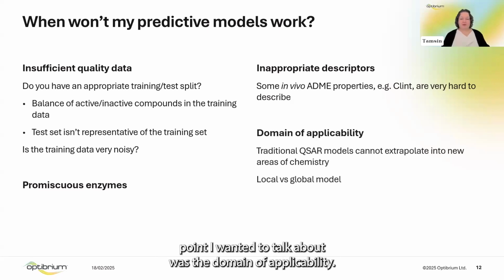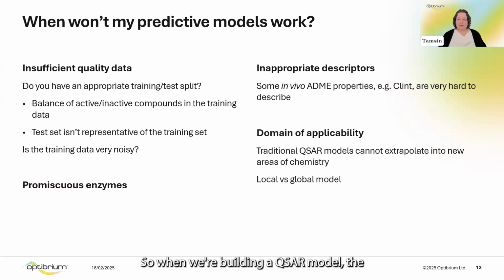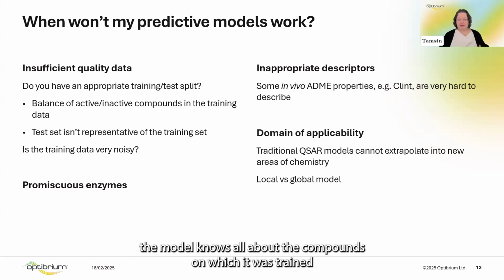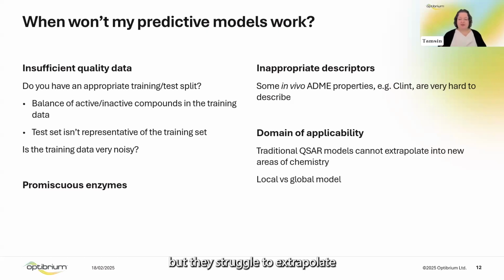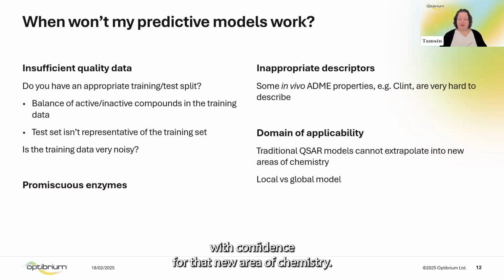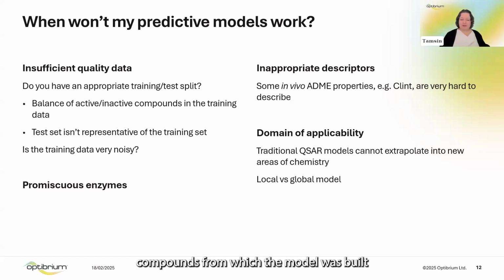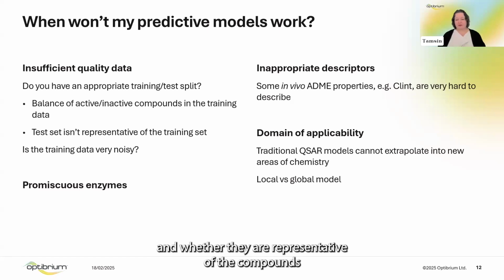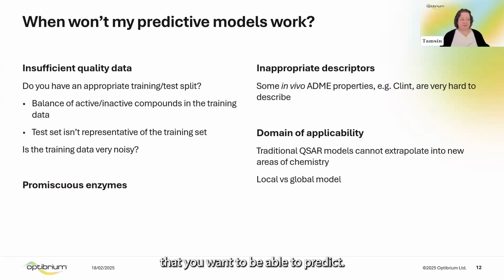And then the final point I wanted to talk about was the domain of applicability. So when we're building a QSAR model, the model knows all about the compounds on which it was trained and can make predictions for similar compounds. But they struggle to extrapolate into new areas of chemistry space. So as you expand and explore new chemistry, you might find that a model is less able to make predictions with confidence for that new area of chemistry. So thinking about the compounds from which the model was built and whether they are representative of the compounds that you want to be able to predict.